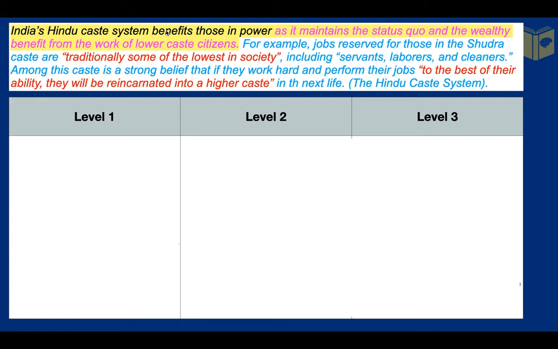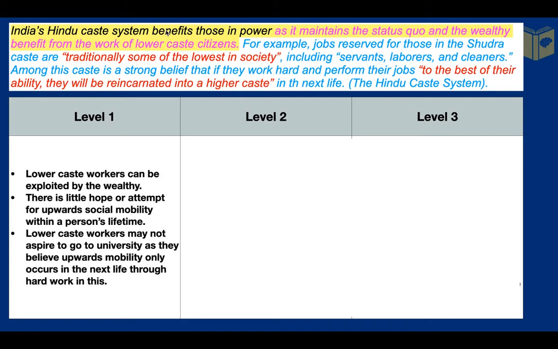Okay, level 2, what is the system? Hinduism in India. Therefore, level 1 will be the Hindus themselves living in India. Well, what effect does working to the best of their ability have on their life? Well, I've said lower caste workers can be exploited by the wealthy. There's also little hope or attempt for upwards mobility within a person's lifetime, and lower caste workers may not aspire to go to university as they believe upwards mobility only occurs in the next life through hard work in this life. So that's my level 1. I'm looking at the cause and effect relationships of the smallest part of the system, the individuals.